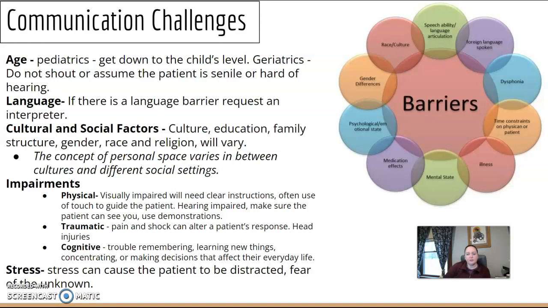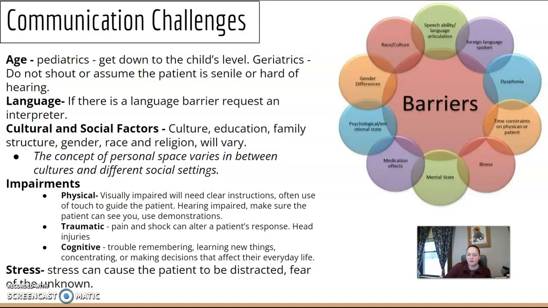Cultural and social factors may also be a challenge. Depending on culture, education, family structure, gender, race, and religion, they may have specifics that they want you to follow for the patient. The concept of personal space will vary between cultures and social settings, so just be cautious of that and aware.